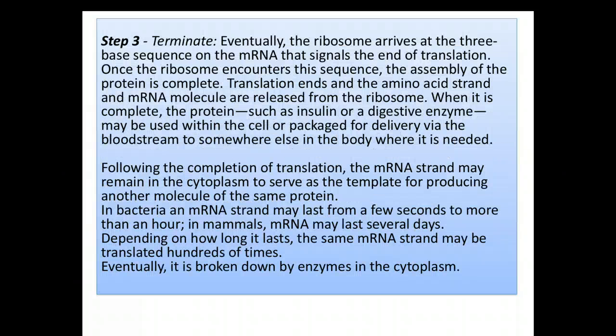Step 3, we terminate. Eventually, the ribosome arrives at the 3 base sequence on the messenger RNA that signals the end of translation. Once the ribosome encounters this sequence, the assembly of the protein is complete. Translation ends in the amino acid strand, and messenger RNA molecules are released from the ribosome. When it is complete, the protein, such as insulin or a digestive enzyme, may be used within the cell or packaged for delivery via the bloodstream to somewhere else in the body where it is needed.